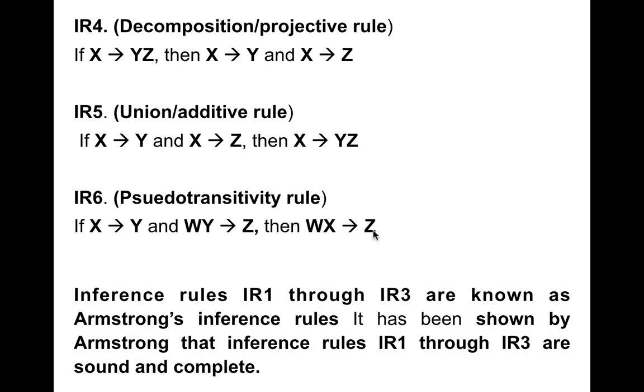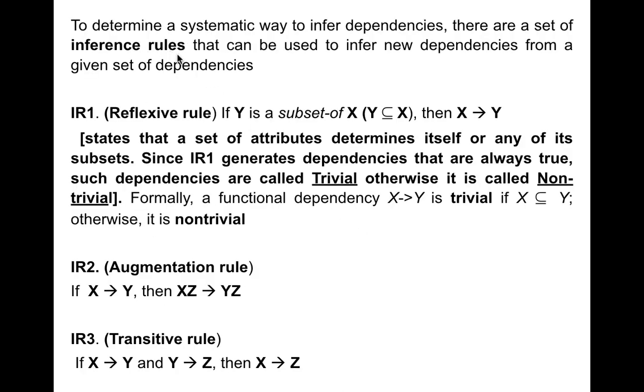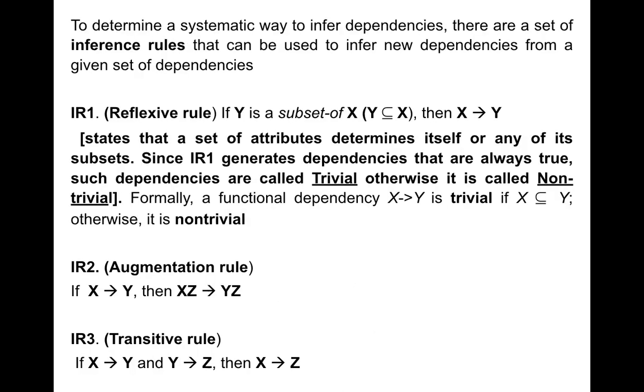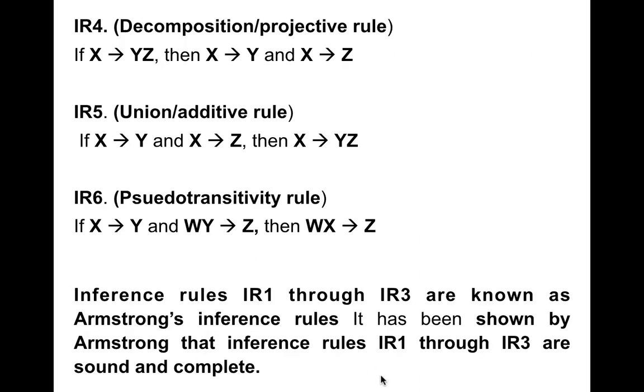So these are the 6 inference rules using which we can actually infer all the functional dependencies from a given set of functional dependencies. Now the next thing we need to understand is the inference rules IR1 to IR3, that is reflexive, augmentation and transitive. These 3 rules together are termed the Armstrong rules. Armstrong was the person who found these 3, and we say these rules IR1 to IR3 are also termed to be sound and complete.